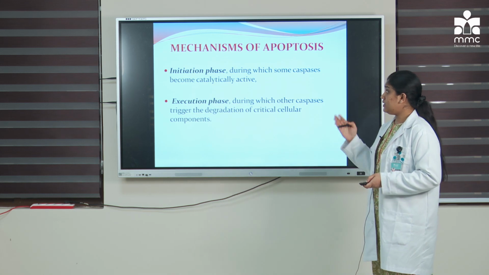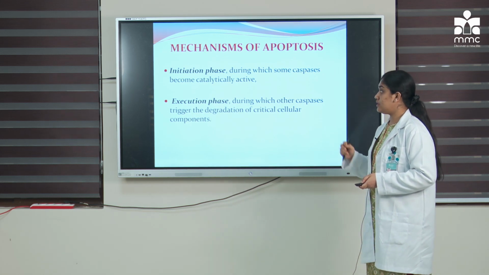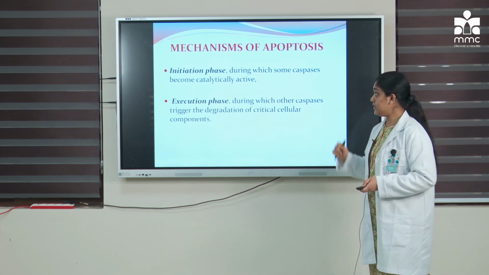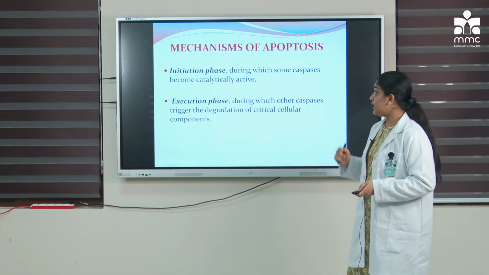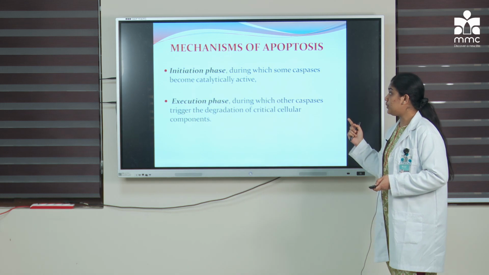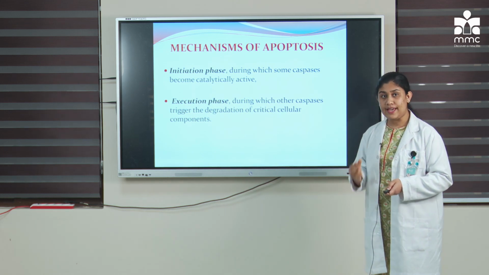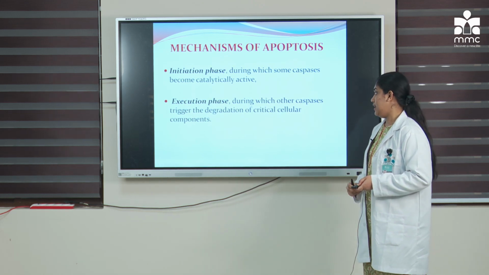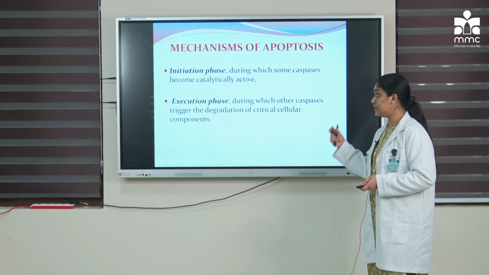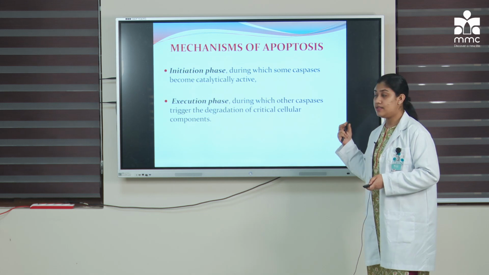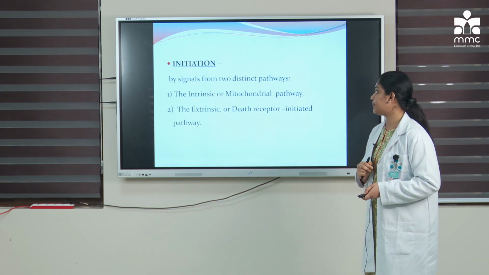So the mechanism of apoptosis has two phases. One is the initiation phase, the other one is the execution phase. The initiation phase is during which some caspases become catalytically active, and the execution phase is during which other caspases trigger the degradation of the critical cellular components.